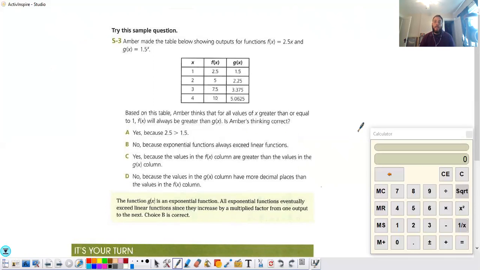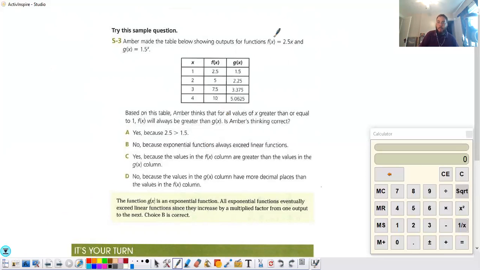It says, Amber made the table below showing the outputs of the function f of x equals 2.5x and g of x equals 1.5^x. Based on the table, Amber thinks that for all values of x greater than or equal to 1, f of x will always be greater than g of x. Is Amber's thinking correct? Well, first she's saying that f of x will be greater than g of x.